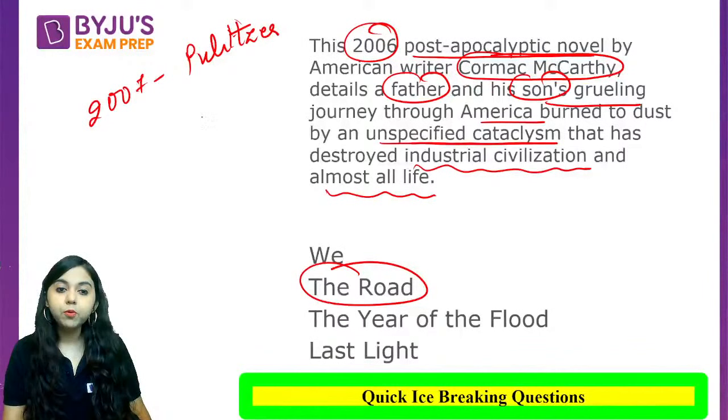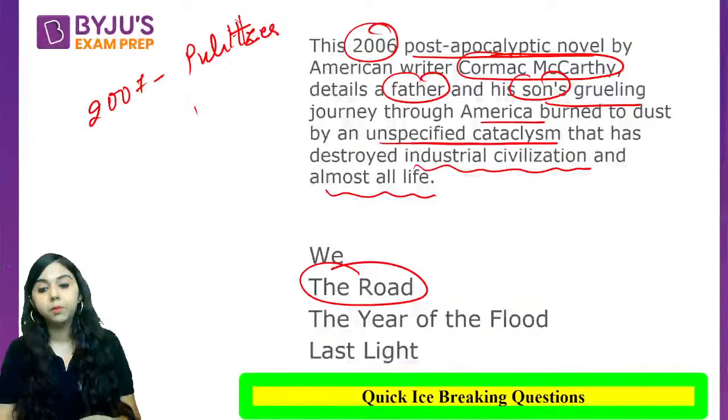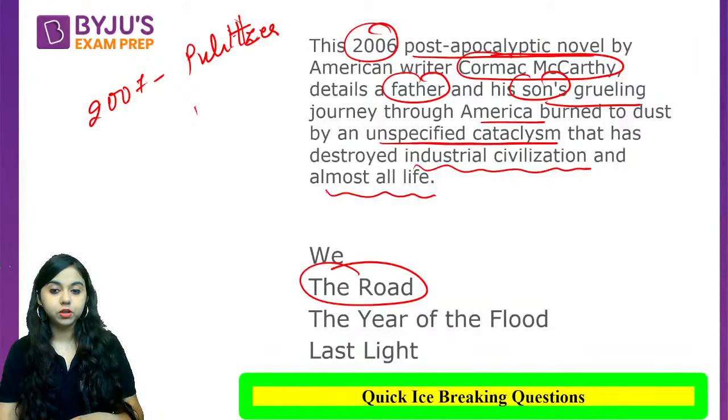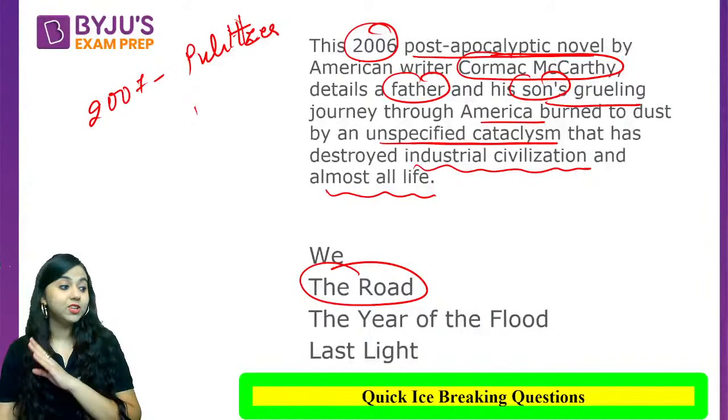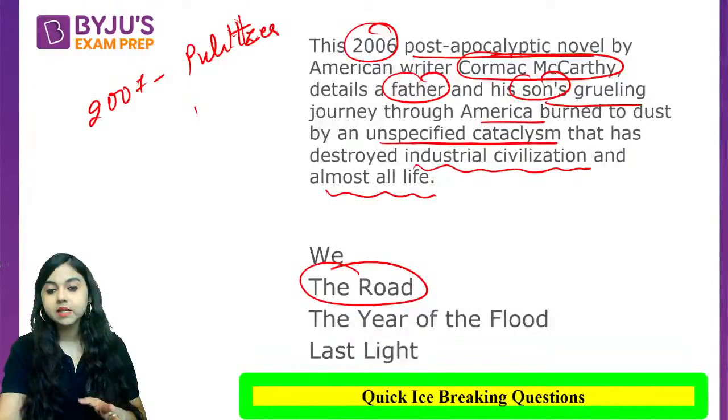It also received the James Tait Black Memorial Prize for Fiction in 2006 itself. So please remember: Cormac McCarthy, The Road, a post-apocalyptic novel, the destruction of the industrial world, the destruction of the world itself, that is being spoken about.